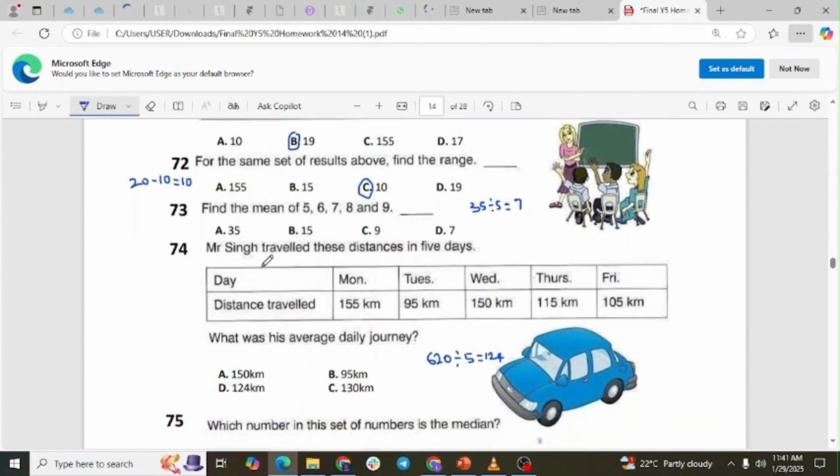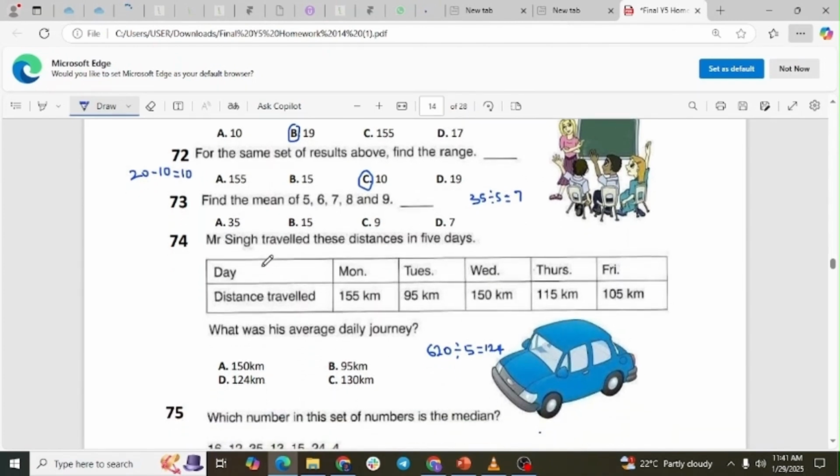Question 73. Find the mean of 5, 6, 7, 8, and 9. Correct answer D, 7. Explanation. To calculate the mean, add all the numbers. 5 plus 6 plus 7 plus 8 plus 9 equals 35, and divide by the count. 35 divided by 5 equals 7.